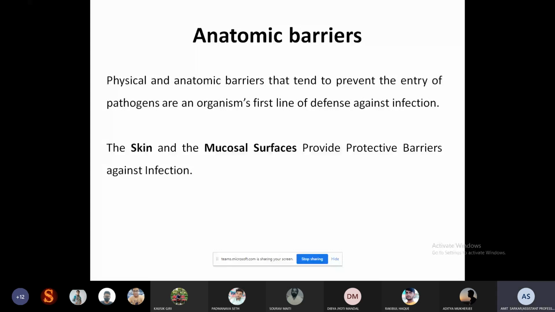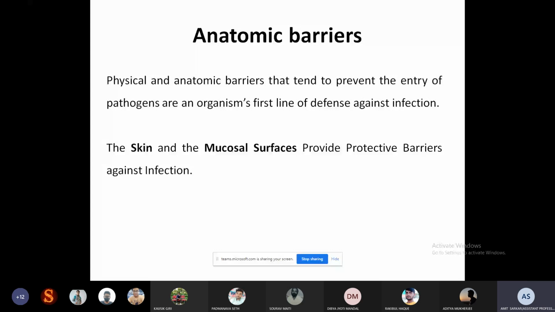Now, the physical or anatomic barrier prevents the entry. What are those barriers? Skin. If you look at the skin, it is a kind of wrapping. Our whole body, all internal organs and muscles, everything is wrapped with skin. So skin is a barrier. Any microorganism just cannot enter through the skin. Also, we have the mucosal surface. We will see the mucosal surface. So skin and mucosal surface are very important anatomic barriers which prevent the entry of the pathogen.